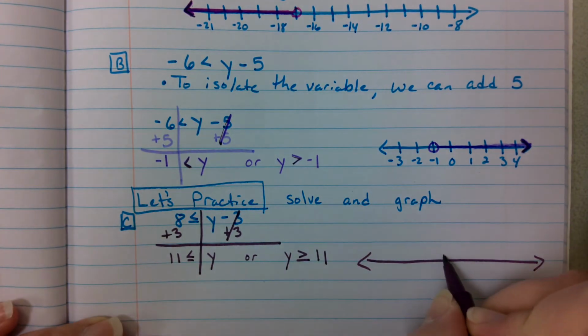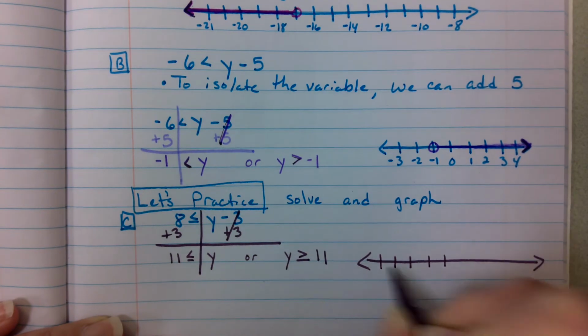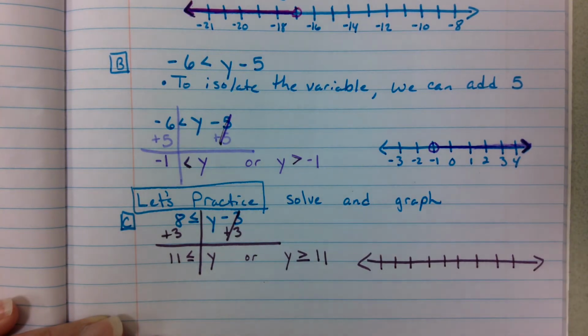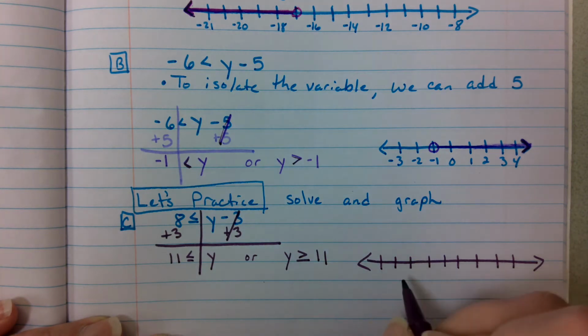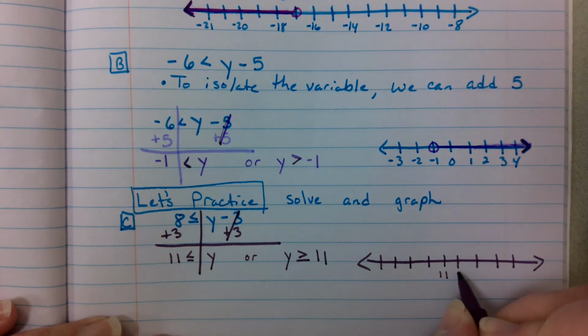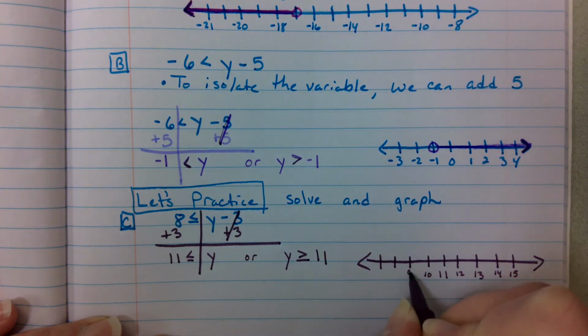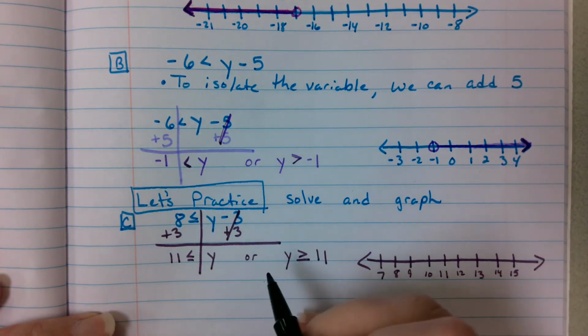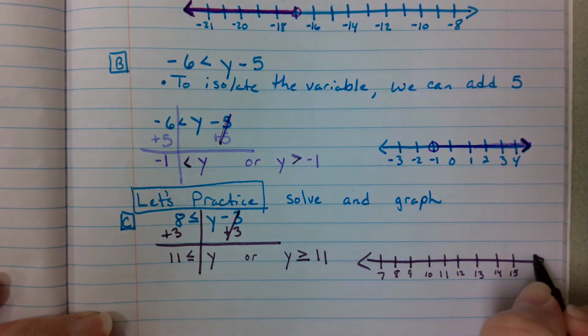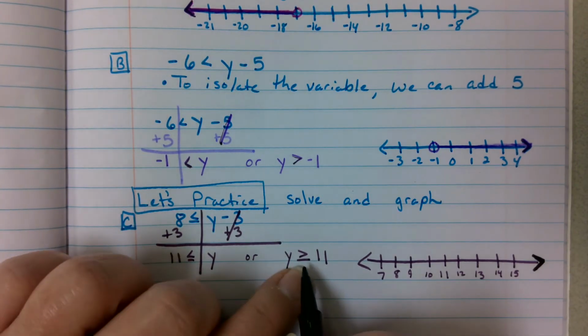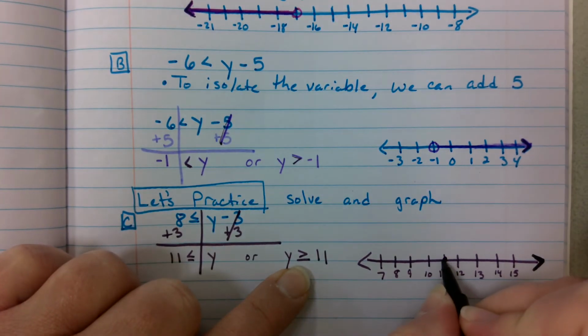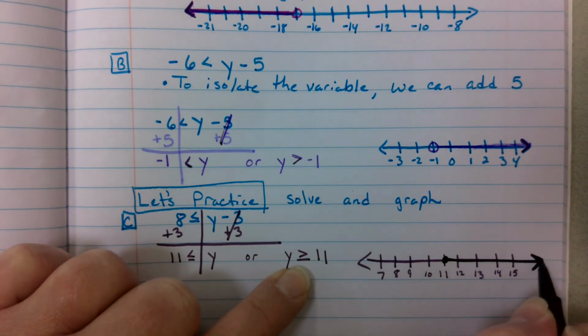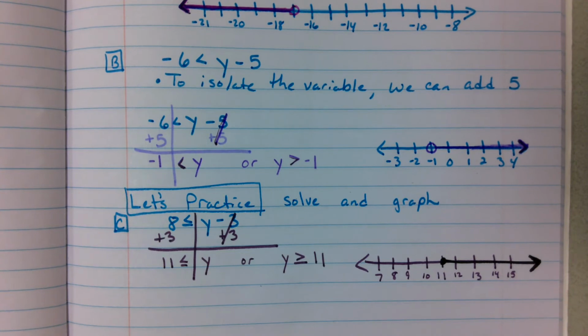And your graph may look a little different than mine, depending on which values you used. Let's go, I'll put 11 in the middle. 12, 13, 14, 15, 10, 9, 8, 7. So when I graph this, I'm going to use a different color just because it'll help to highlight where my solution is graphed. So my arrow is pointing this direction here, and I'm going to have a closed circle because it includes the equal at 11, and all values greater. So that's what you should have gotten for C.